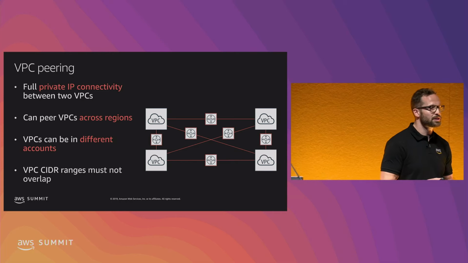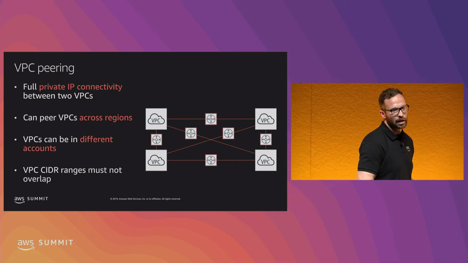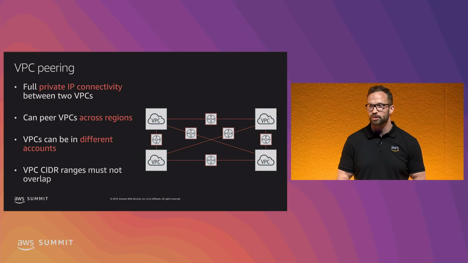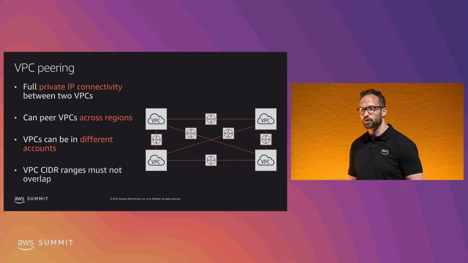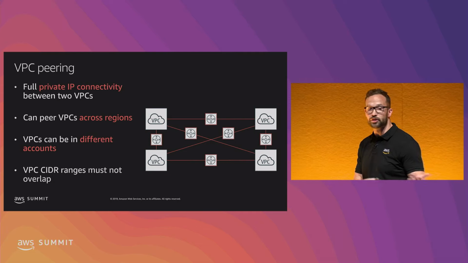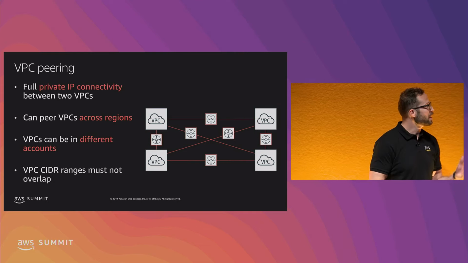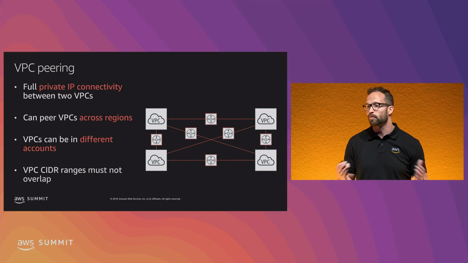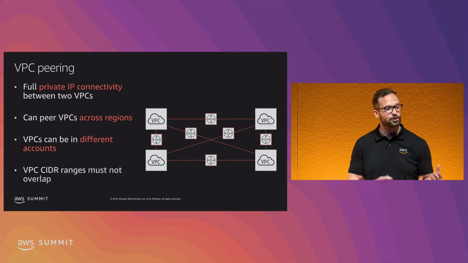So all of the communication is happening privately, and the VPCs you're connecting over peering can be in different accounts, and they can even be in different AWS regions. So you can connect a VPC in Ireland with a VPC in US. Finally, when you're connecting VPCs to each other over peering, you need to make sure that you don't overlap any of the CIDR ranges you decided to use for your VPCs.